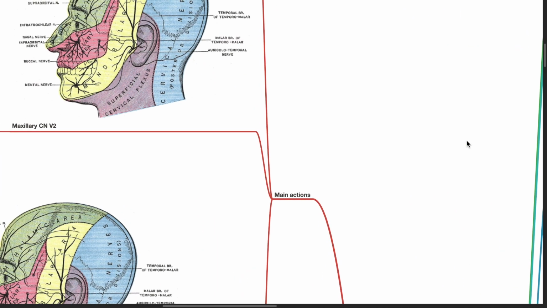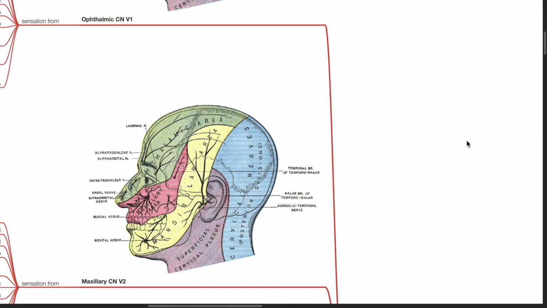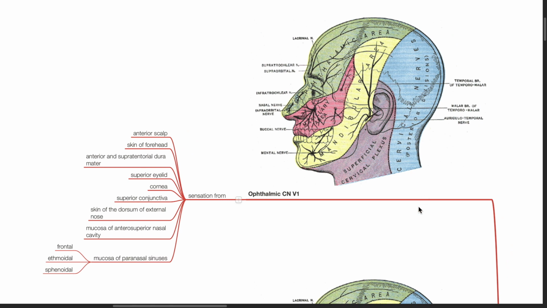Main actions of the trigeminal nerve. The ophthalmic division receives sensation from the anterior scalp, skin of the forehead, anterior and supratentorial dura mater, superior eyelid, cornea, superior conjunctiva, skin of the dorsum of the external nose, mucosa of the anterior superior nasal cavity, and mucosa of the paranasal sinuses: frontal, ethmoidal, and sphenoidal sinuses.